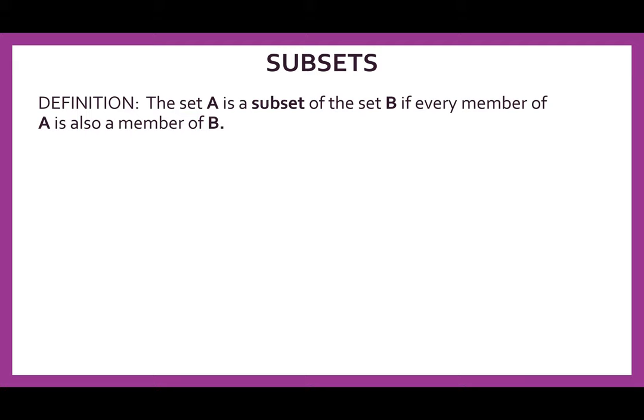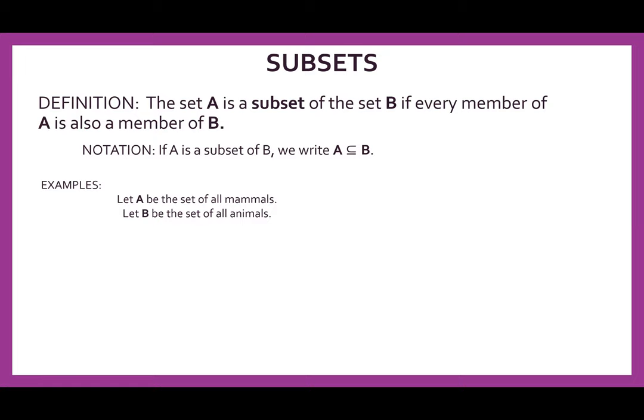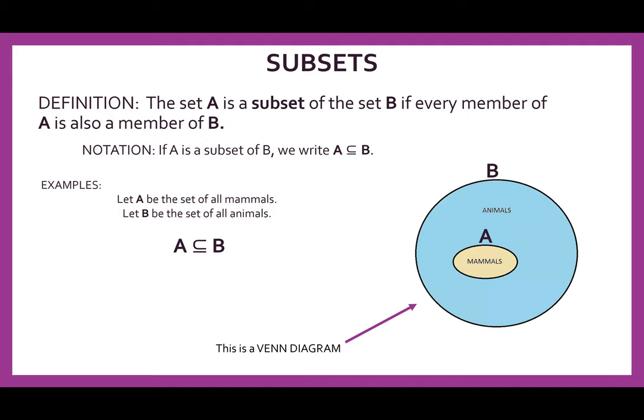So subsets are themselves a set, and it would be considered a subset. A is a subset of B if every member of A is also a member of B. So let's look at the notation. We write this kind of sideways U to show that A is a subset of B. So let's look at the example then. If A is the set of all mammals and B is the set of all animals, then A is a subset of B, right? Every mammal is also an animal. And to look at a Venn diagram of that, we would just draw the larger set B, and it contains the smaller set A, which is mammals.